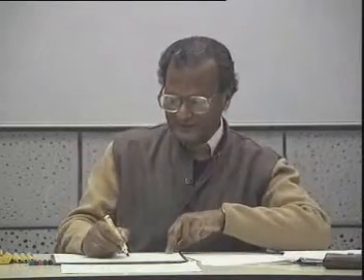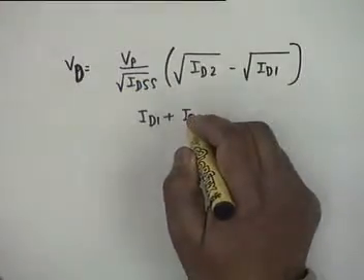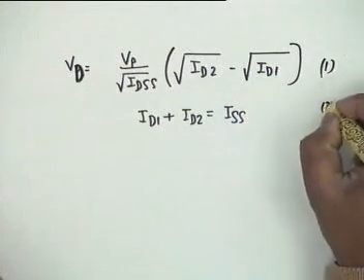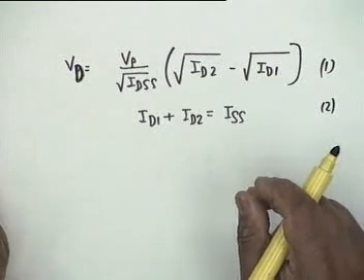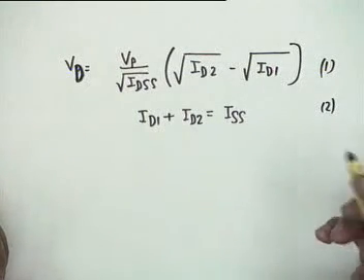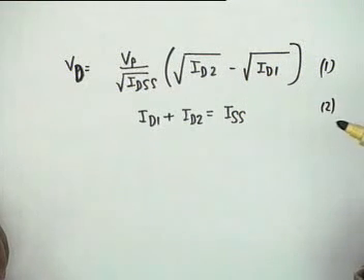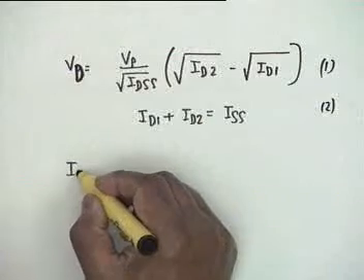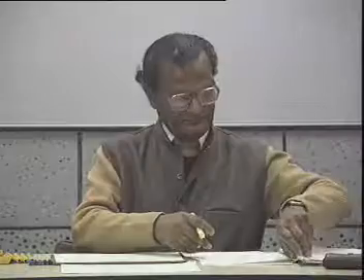And the other relation is ID1 plus ID2 equal to ISS. These are the two relationships which, when simultaneously solved, will give you expressions for ID1 and ID2. This is our aim, to find out expressions for ID1 and ID2 in terms of VD, VP and IDSS. And this algebra, again I leave it to you.